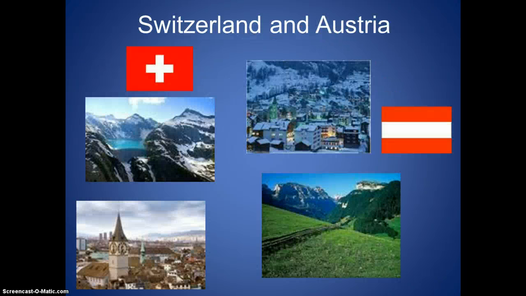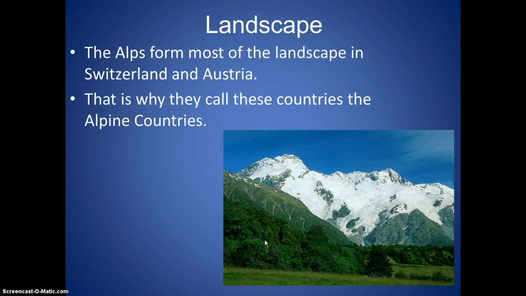So on to Switzerland and Austria. And again, you can see some of the quaint little towns that they have there in Switzerland and Austria. Very snow-capped, typically, is what you'll see of these buildings. The landscape. The Alps form most of the landscape in Switzerland and Austria. That's why you'll often hear these countries called the Alpine countries. And as you can see, it's beautiful. They have lots of mountains, and often skiers find their way to these Alps as well, just like in Germany.